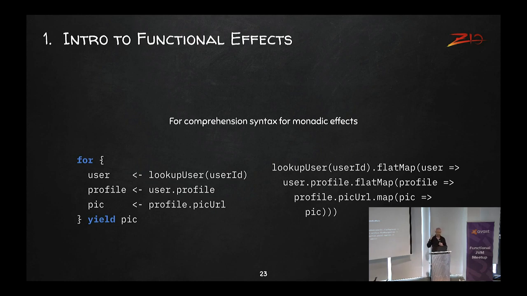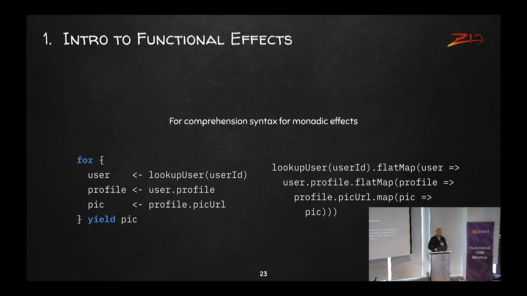And it reads very procedurally. You're going to look up a user, and then you're going to get their profile, and then you're going to get your picture URL, and you can imagine all these things returning option. And Scala will desugar this into a bunch of flat maps followed by a final map, allowing you to use functional effects that support sequentiality in a way whose visual appearance resembles that sequential flow of operations with the scoping rules you would expect.